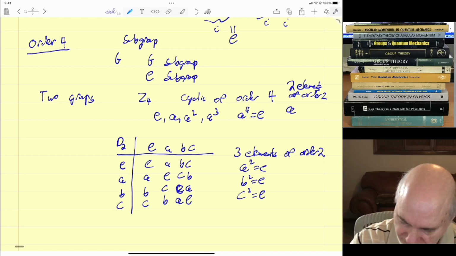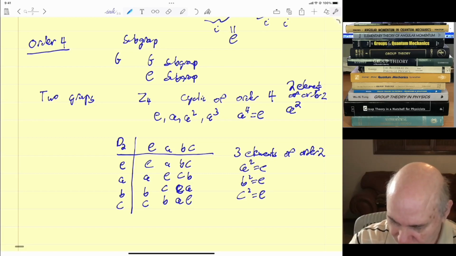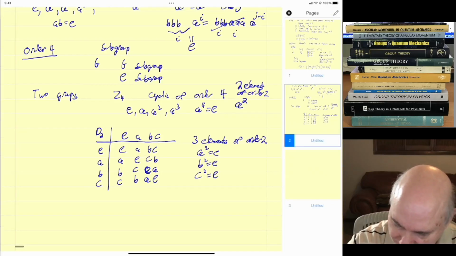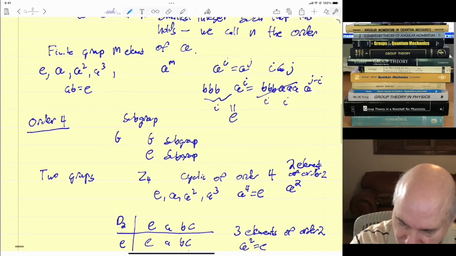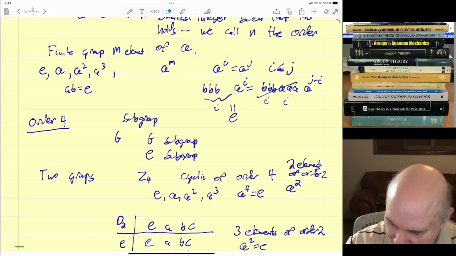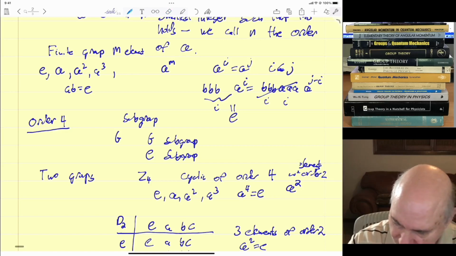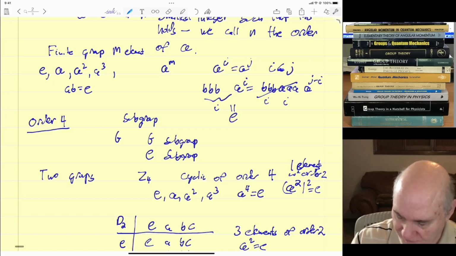Well, a squared, maybe it has one element of order 2. I don't think I consider e as being an element of order 2. E is an element of order 1 because e to the 1 equals e. So there's one element of order 2, namely a squared, which is equal to e, because a to the 4th is equal to e.